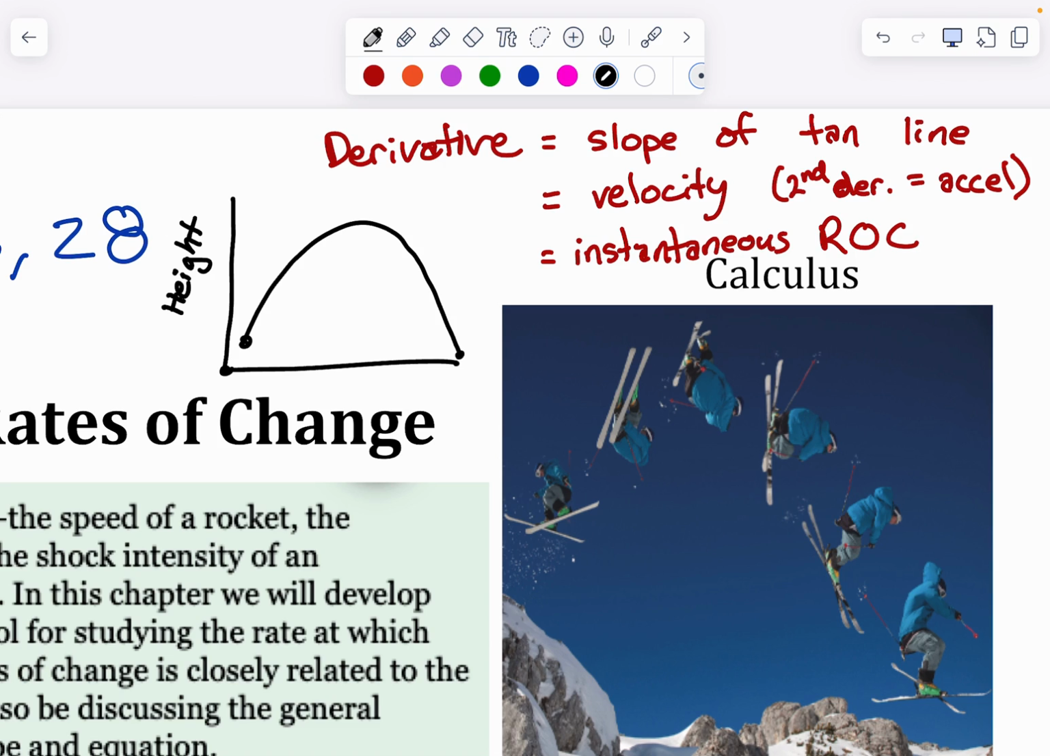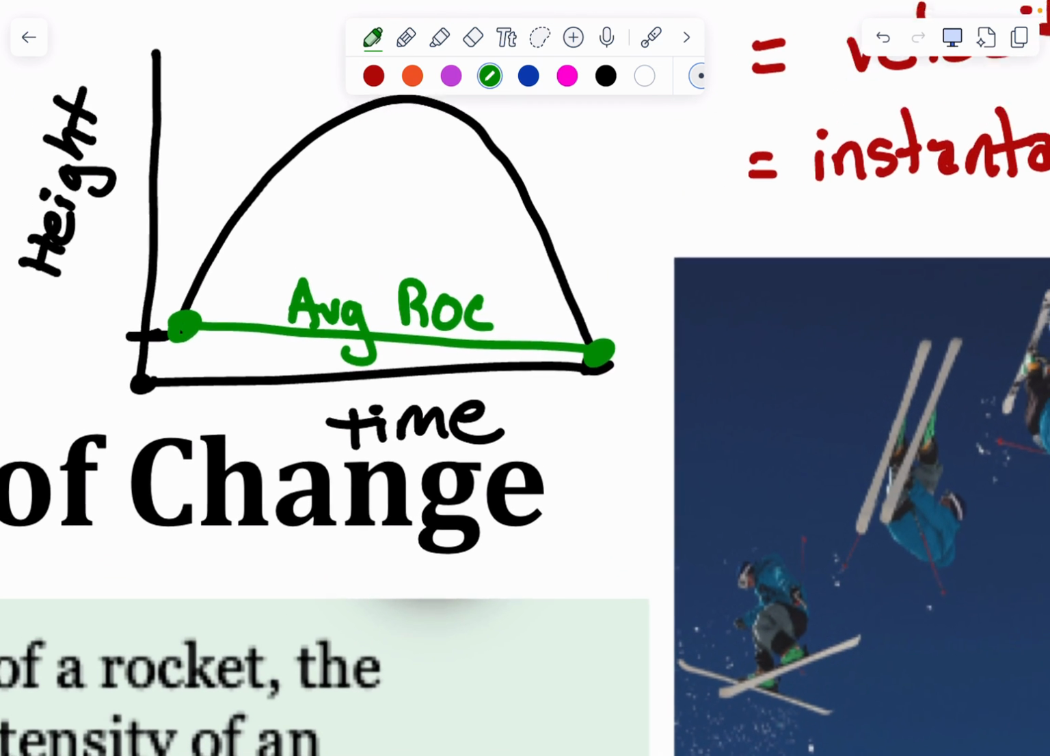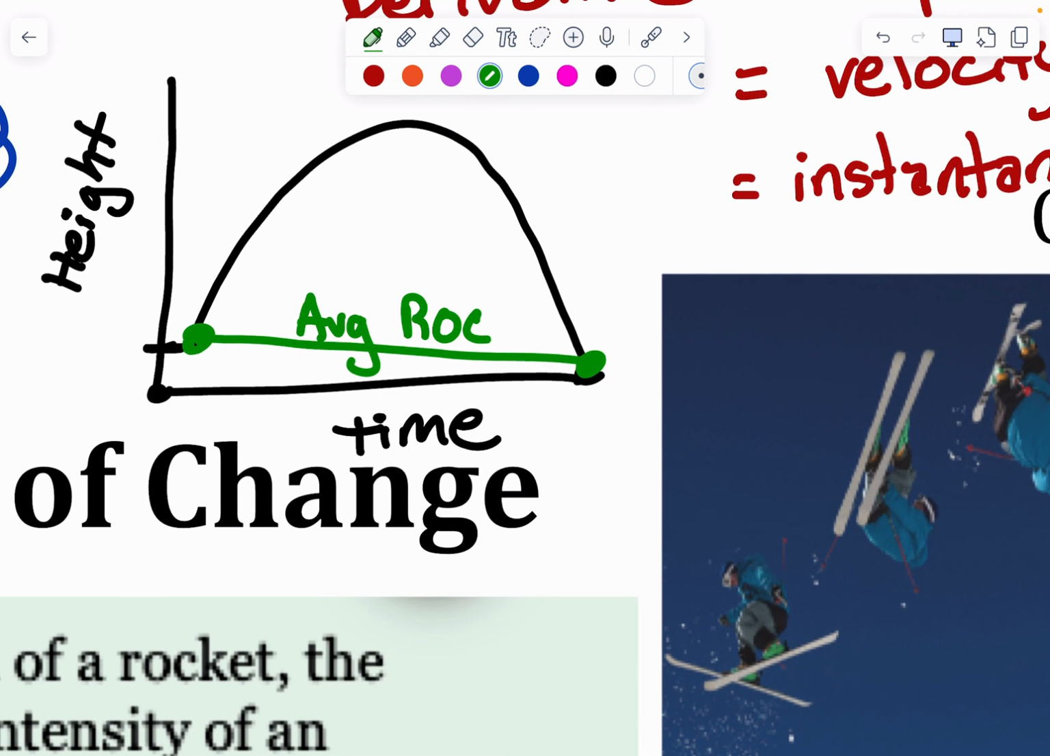The height of the rock is starting in the air, like I'm tossing it up in the air and it's coming down and landing on the ground. This axis is time and the other axis is height. So I'm throwing it from arm level up and coming back down. What I could do is look from here to here and figure out the time and the distance it has traveled to get the average rate of change, from start to finish.